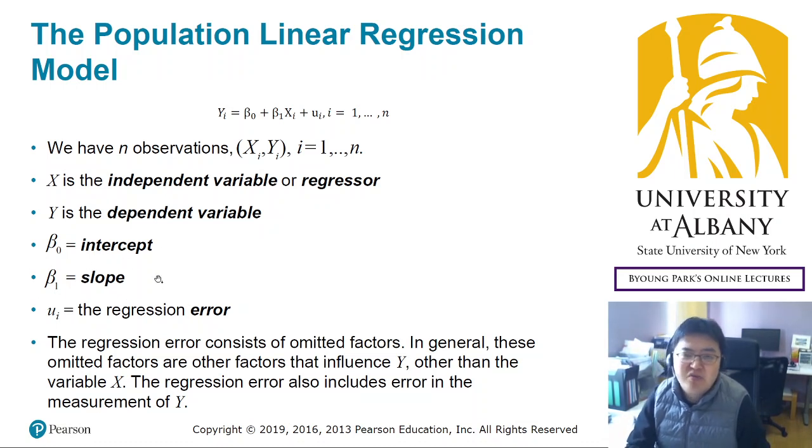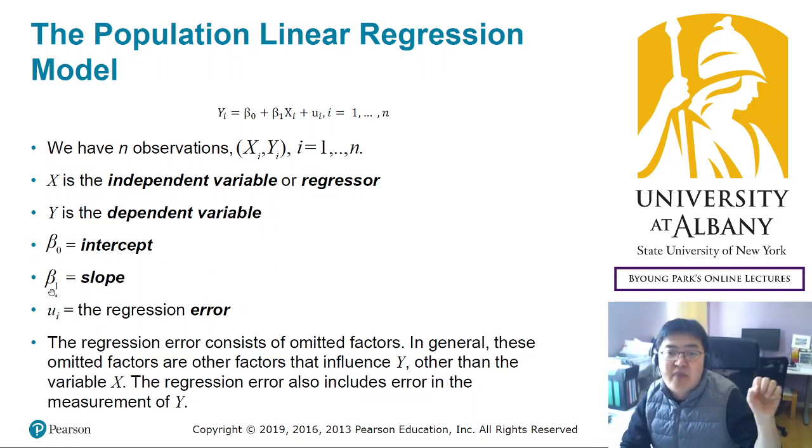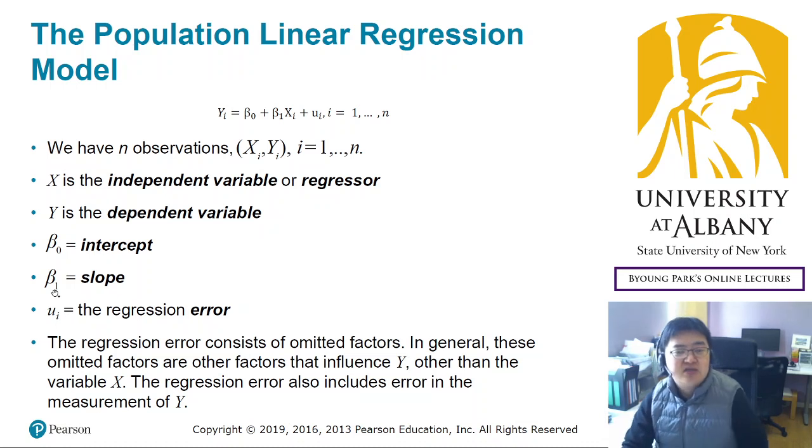And almost the same methods can be applied to beta 0, but the main focus will be on beta 1. So beta 1 is the slope. When x increases by 1 unit, y will increase by beta 1. If beta 1 is negative, that means y will decrease, right?